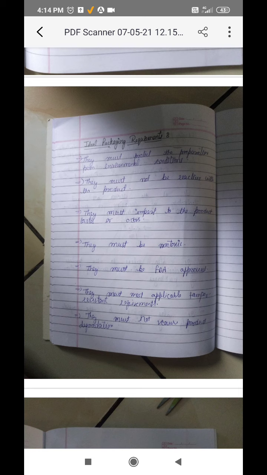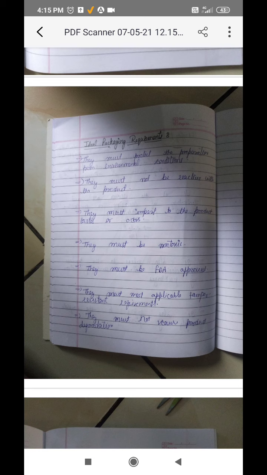So our pharmaceutical packaging material that we are going to use for the packaging of our preparation should be strong enough that it could protect our preparation from any changed environmental condition. Next one is that they must not be reactive with the product. It means the pharmaceutical packaging material which is used for the packaging of pharmaceutical preparation should be inert.